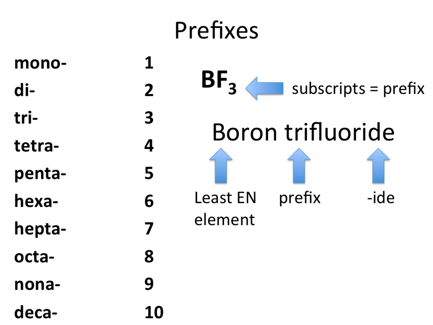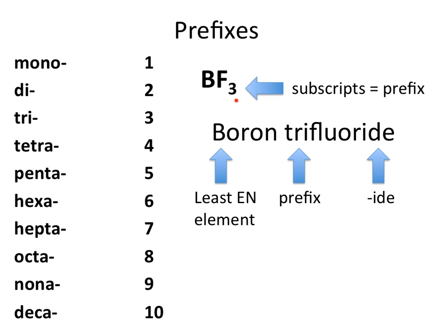Before we get into any additional examples, though, I do want to point out some of the prefixes that you must be familiar with. So mono refers to 1, di refers to 2, tri refers to 3, tetra refers to 4, etc. So these are going to help us with our nomenclature as well as our formula writing.